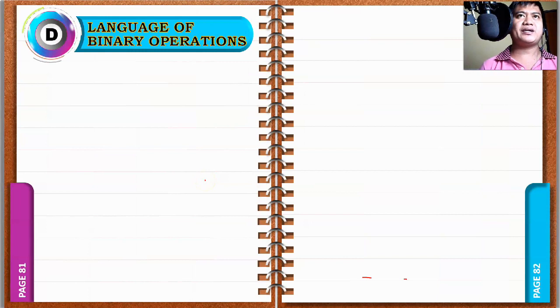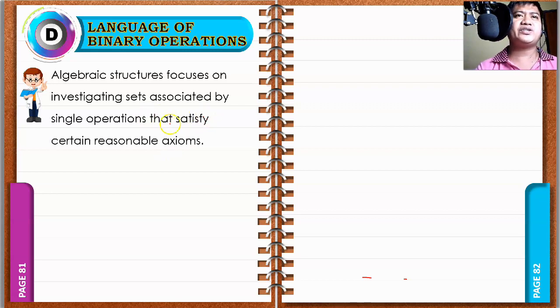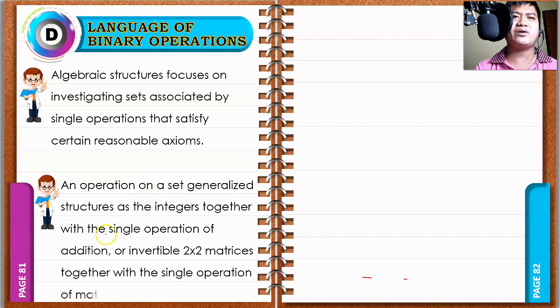Now let's have the language of binary operations. The most widely known binary operations are those learned in elementary school, such as addition, subtraction, multiplication, and division in various sets of numbers. A binary operation on a set is a calculation involving two elements of the set to produce another element of the set. The study of algebraic structures focuses on investigating sets associated with a single operation that satisfies certain reasonable axioms. An operation on a set generalizes structures such as the integers together with the single operation of addition, or invertible 2 by 2 matrices together with the single operation of matrix multiplication.